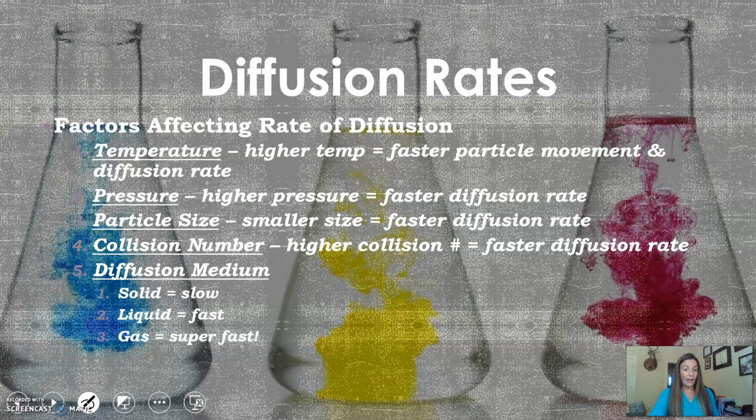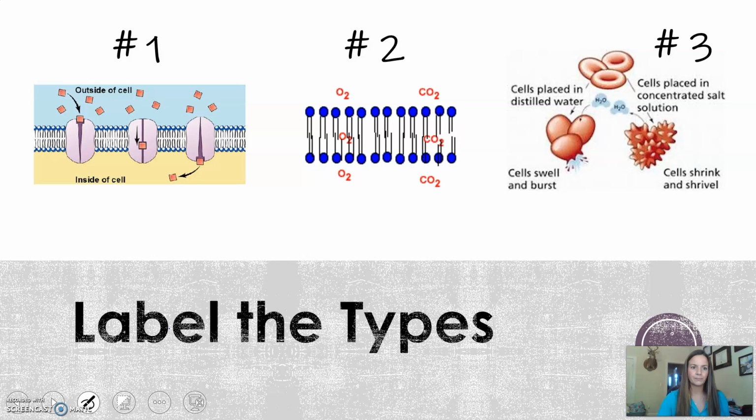So diffusion rates, remember, diffusion are lipids and your gases, can be affected by several things that you need to be aware of. Things like temperature. So the higher the temperature, the faster the diffusion rate. Pressure, particle size, collision number, and the diffusion medium. So if it's in a solid, it's going to be a lot slower of a diffusion rate than if it's in a gas state. All right, let's practice. So pause here and label these 3 types, and then we will check your work.